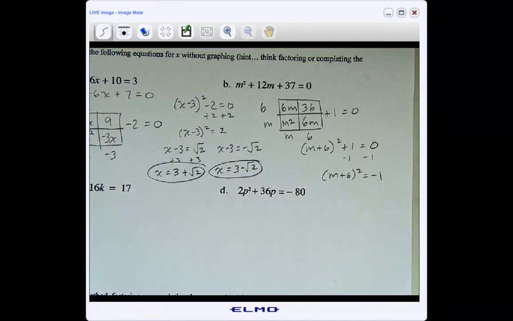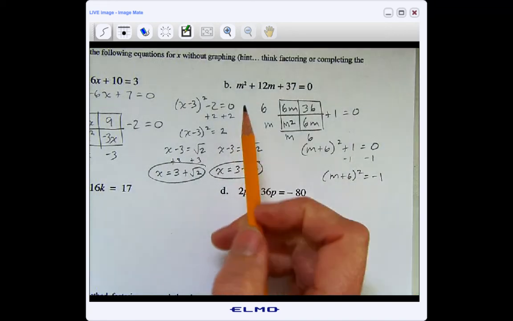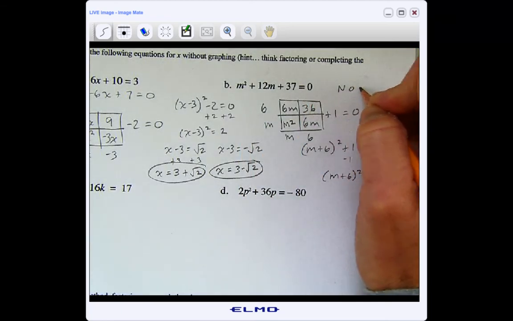So let's see what happens here. What number squared is equal to negative 1? Well, there's no real number that when squared equals negative 1, and if I try and take the square root of negative 1, I get no solution. So actually, this equation is not solvable. So no solution here.